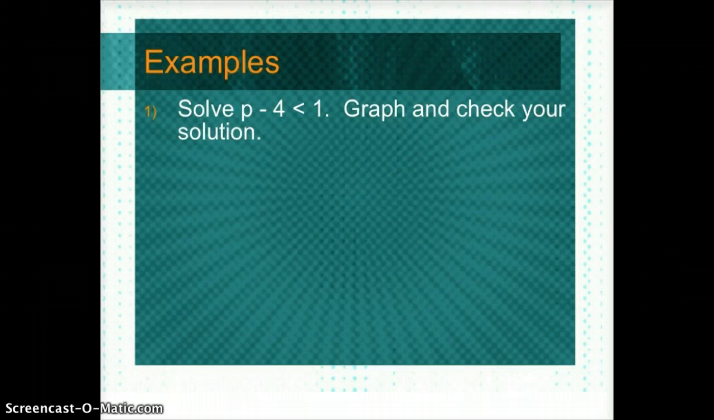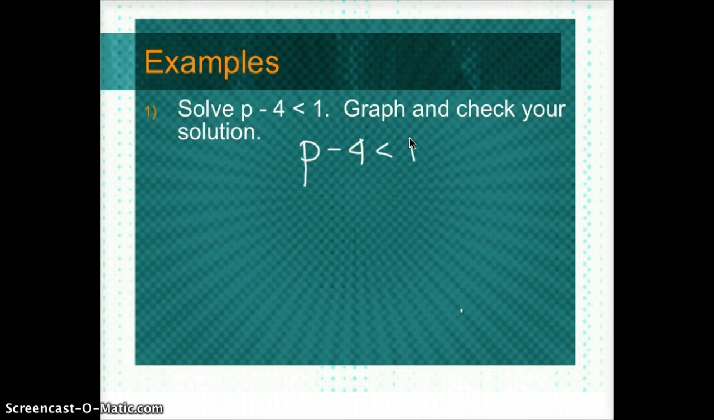So the first thing we're going to do is solve this inequality: P minus 4 is less than 1. And then I'm going to ask you to graph and check your solution. This is going to be very important to check your solution and make sure it makes sense. You'll see why later.